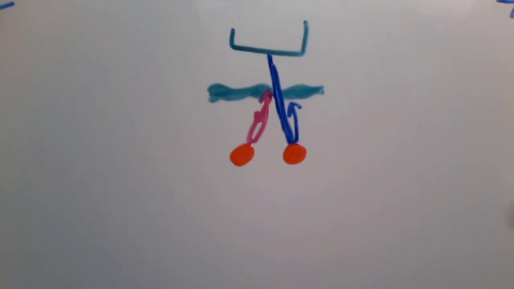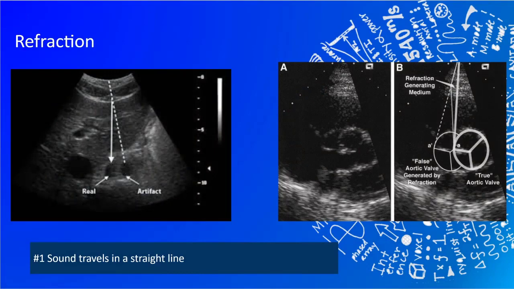So with that then, refraction breaks rule number 1, that sound travels in a straight line. Sound took a turn, or refracted, with that muscle, sending back information from a different area within the body. Now again, to correct for this, we are going to try imaging from a new window, or we are going to try to angle the beam in a different way so it doesn't interact with the refracting medium in the same way.